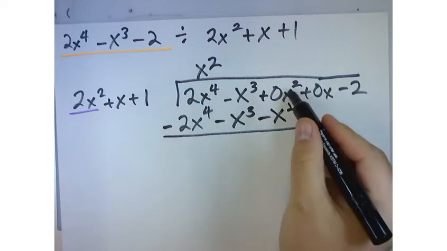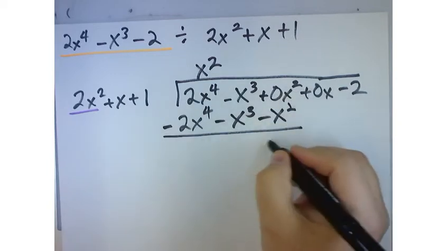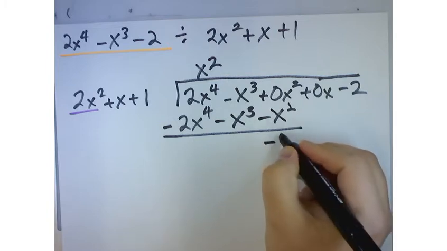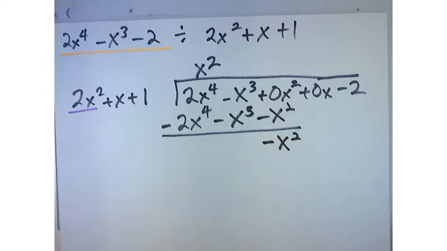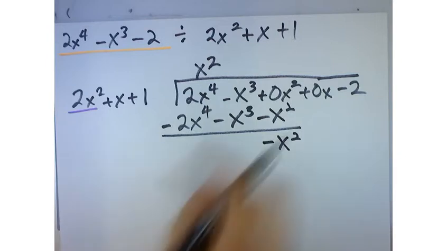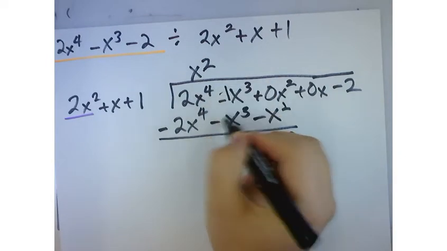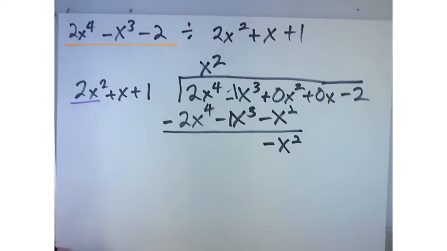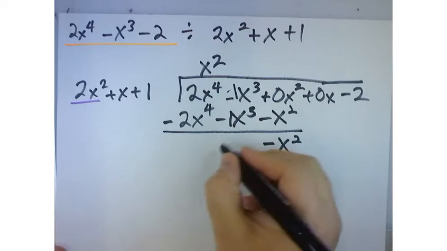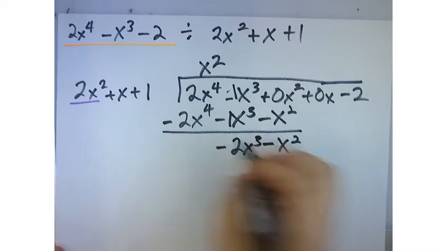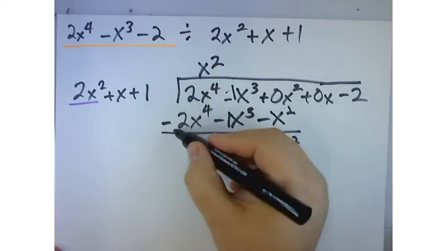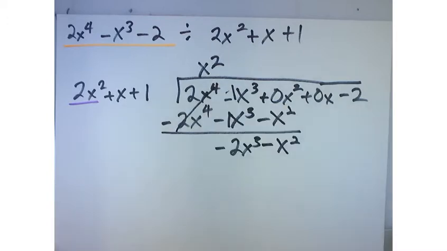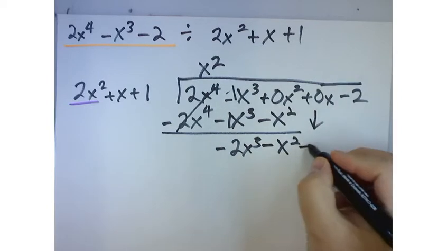Now what's 0x squared minus x squared? Negative x squared, right? 0 minus 1 is still minus 1. What's minus 1x cubed and another x cubed? It's negative 2x cubed. What about these? They cancel out. Now I start over. But wait, before I start over, what do I do? I've got to drop down my 0x.